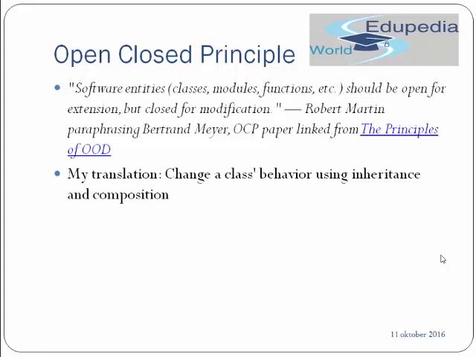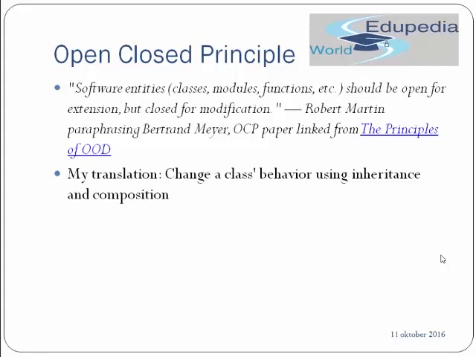To clarify it more, it means your code should be open for extension but closed for modification. That means if you want to extend your code, that is, add a new capability, then it should be open for that. It should be open for extension. But for modification, it should be closed. If you want to change the existing functionality, it should be closed.